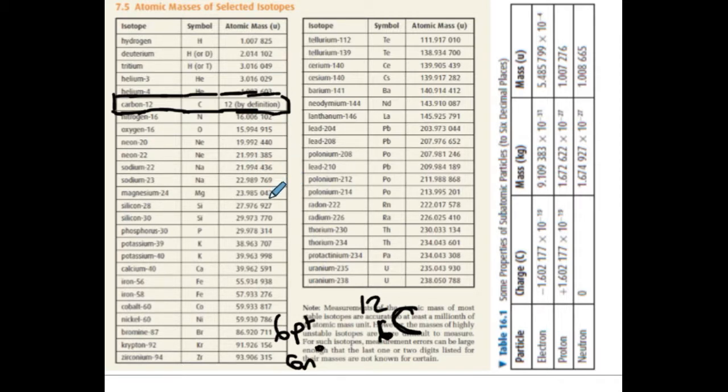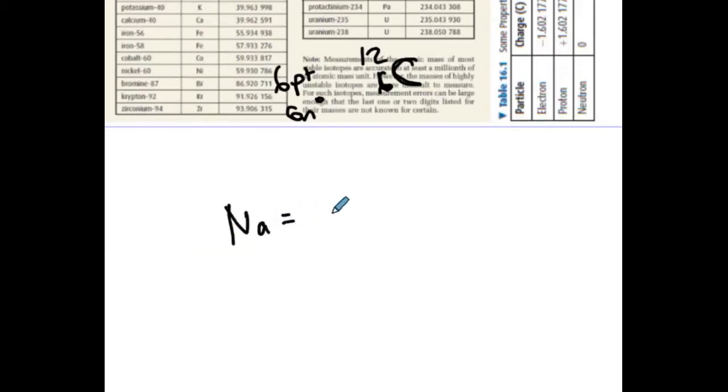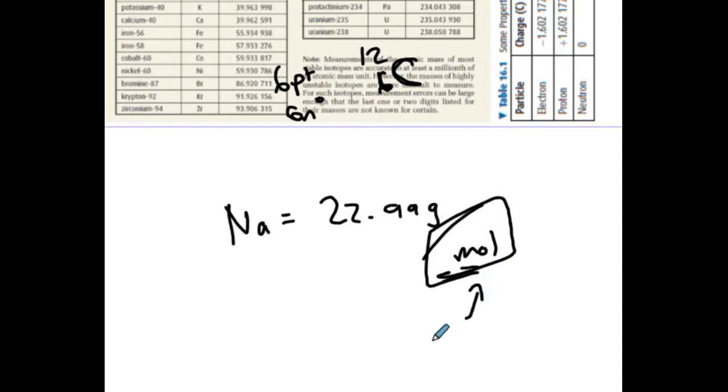Now, a lot of times students will say, hang on a sec here, this does not match up with my periodic table. I've taken some chemistry, Chris. I know that sodium is 22.99. And I go, yeah, I know. But that's how many grams there are in a mole. And a mole means you have 6.02 times 10 to the 23 particles to average out.